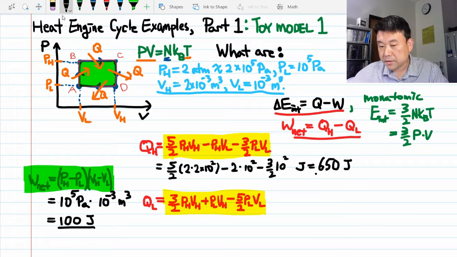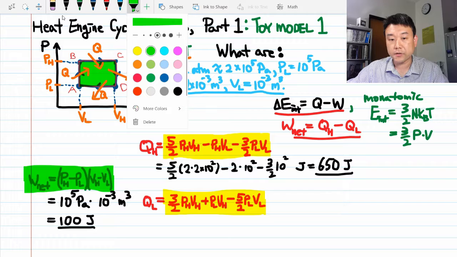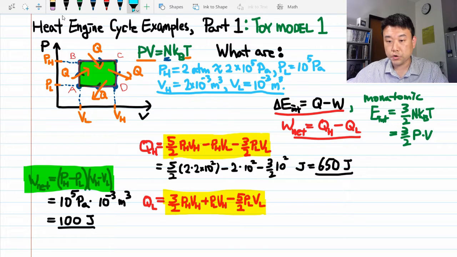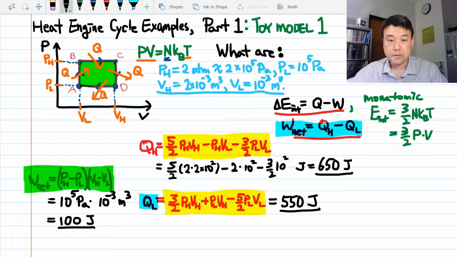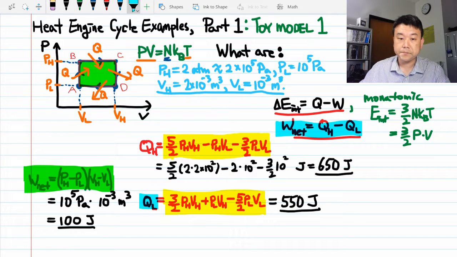Does this number seem large to you compared to the work done? Yeah, it's pretty large, and that's what I mean by number sense. Actually, without doing any further calculation, because the net work done is QH minus QL, you can figure out what QL is. And if you doubt me, you can plug in the numbers and do it for yourself. So here QL is going to be 550 joules.